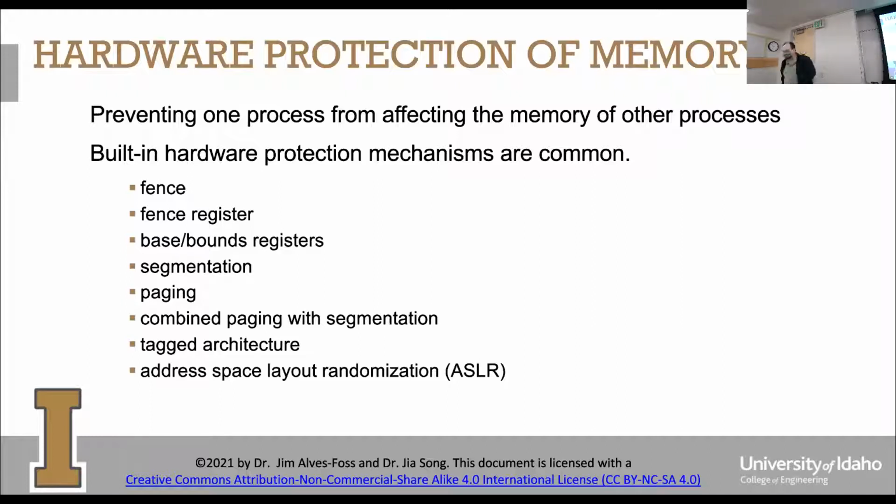In operating system security, when I'm thinking about what the internals of the operating system are doing, one thing I mentioned is that it's trying to prevent one process or program from affecting the memory of other processes. There are several different built-in hardware protection mechanisms, things built into the CPU, the microprocessor core, that the operating system can take advantage of. Here's a list of them. I will talk about some of these, or maybe all of them.